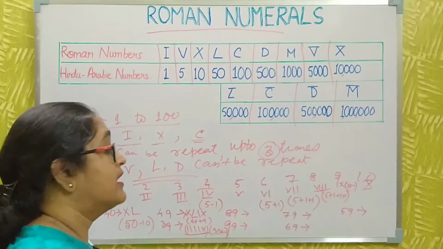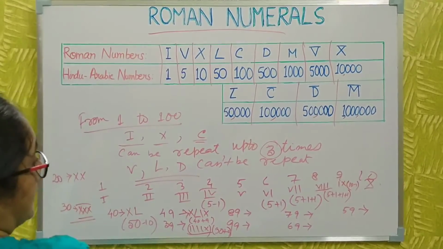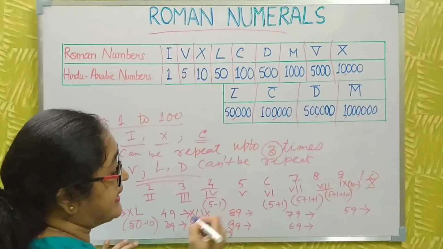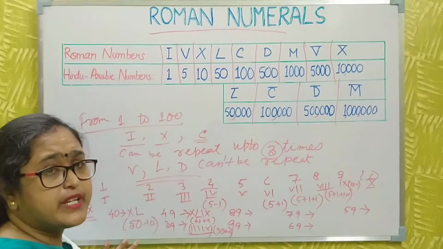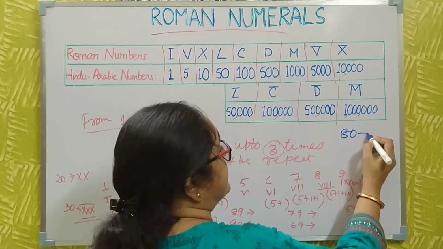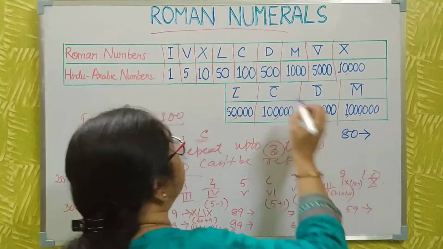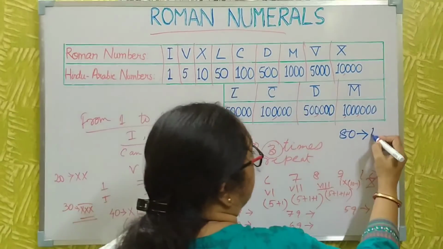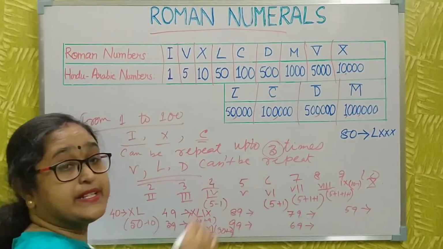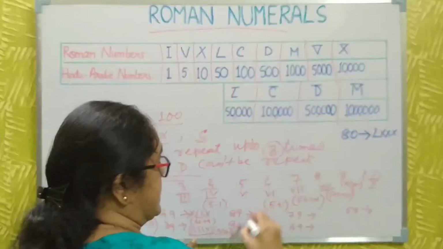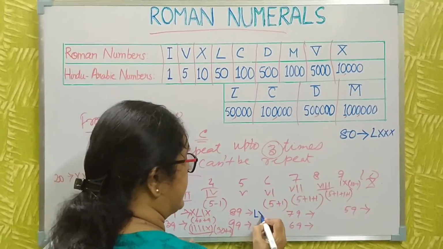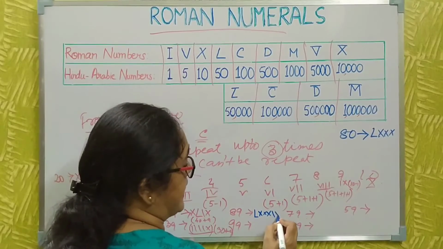You write the Roman numerals in your copy. And now 89. Now the question is 80. 80 is like this. What is 50? 50 is L, and 80 is 50 plus 30: X, X and X. I say now, repeat 3 times. That is 80. And 89 is 80 plus 9. Then L, X, X, X, I, X.